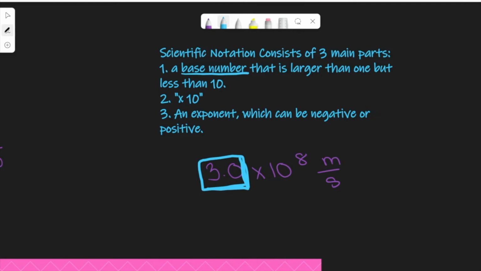Every scientific notation will also have a times 10. So here is my times 10. And it will also have an exponent. So you can see that in this example, my exponent is 8. This exponent can be positive or negative. This just tells you how big or small the number is. Is it a number that is less than 0, or is it a number that is greater than 1?